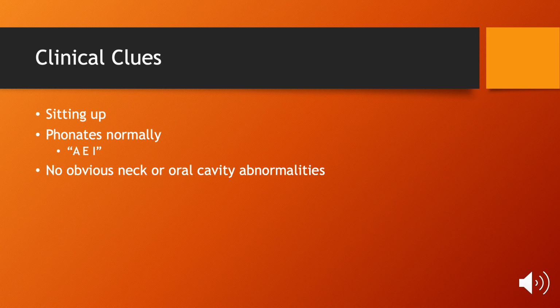The A you use the front of your mouth to phonate the A. The E is more of the soft palate. This is the classic hot potato voice that you see with soft palate swelling. I clearly tells you what's going on with the chords. The I comes from putting the chords together tightly. If the patient cannot clearly phonate the I, you should be concerned that the chords are involved. You also want to make sure that there's no obvious neck or oral cavity abnormalities.